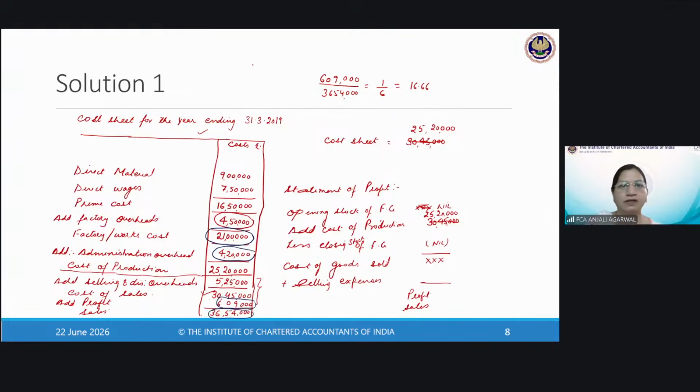Here, if you look at 6 lakh 9,000 on 30 lakh 45,000, see how much it comes out to be as a percentage. You will find that as a fraction it is 1 by 5 and as a percentage it is 20%.